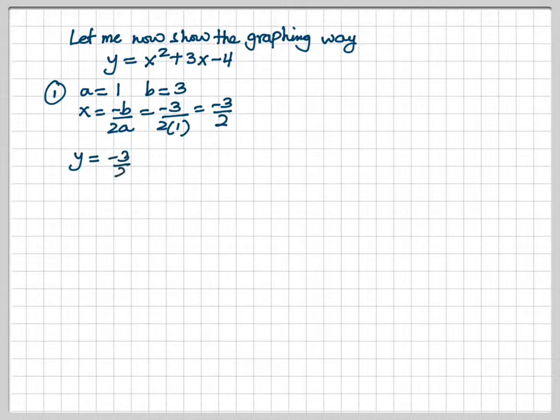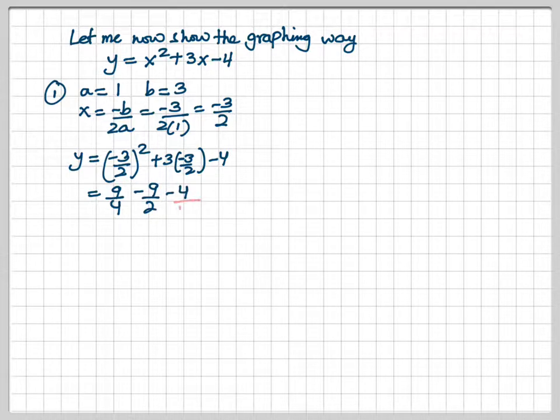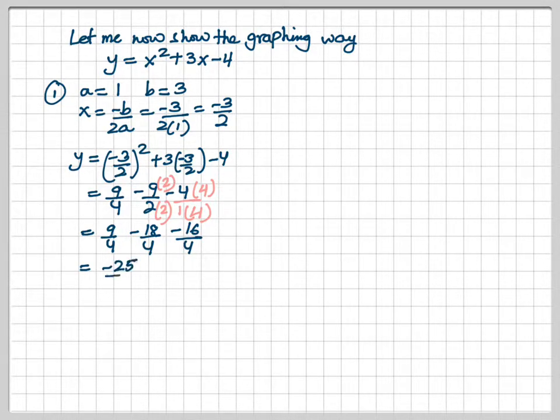And then the y coordinate, you plug it back in, right? So that's the negative 3 half in the equation. And then I'm going to do all this fraction stuff here. It's going to be a little fast, but I'll go over that later. And then I do all this combining, making common denominators and all that stuff, right? And that will make it 9 over 4 minus 18 over 4 minus 16 over 4. And that is your negative 25 over 4, which is negative 6.25.